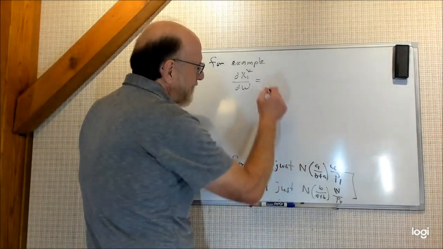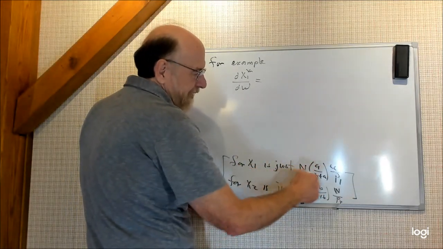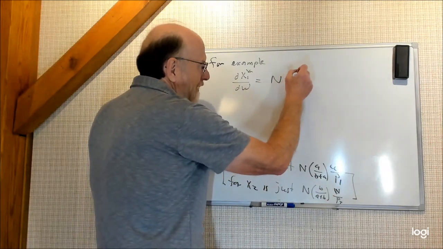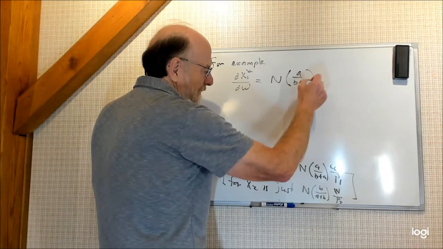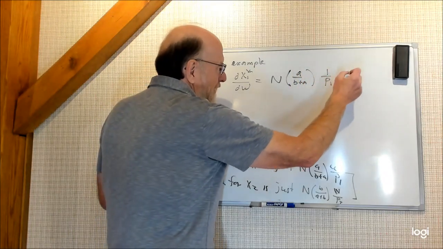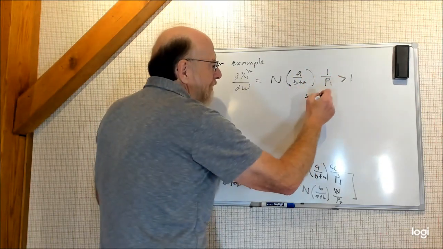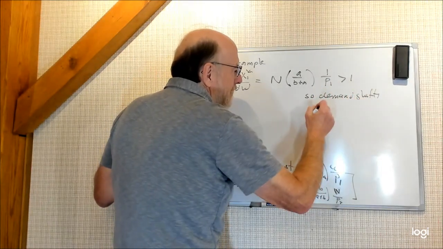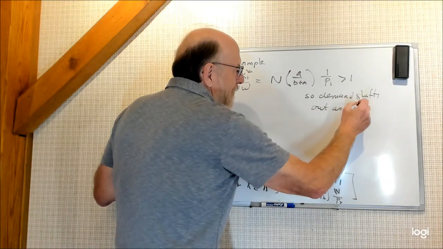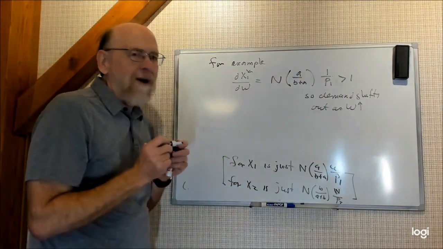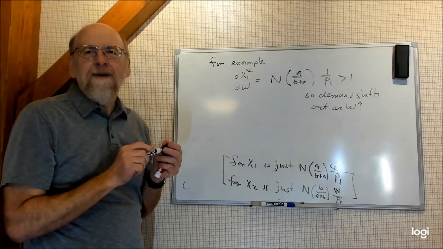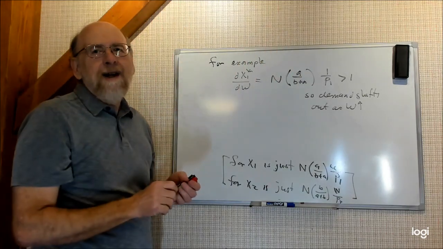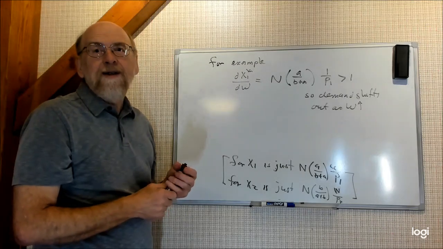So if we take the derivative of this function here with respect to W, we're going to get n times A over B plus A times 1 over P1, which is greater than 1. So demand shifts out as W increases. All right, so if that partial derivative is positive, then we know the whole demand function just moves out when that variable is increased.